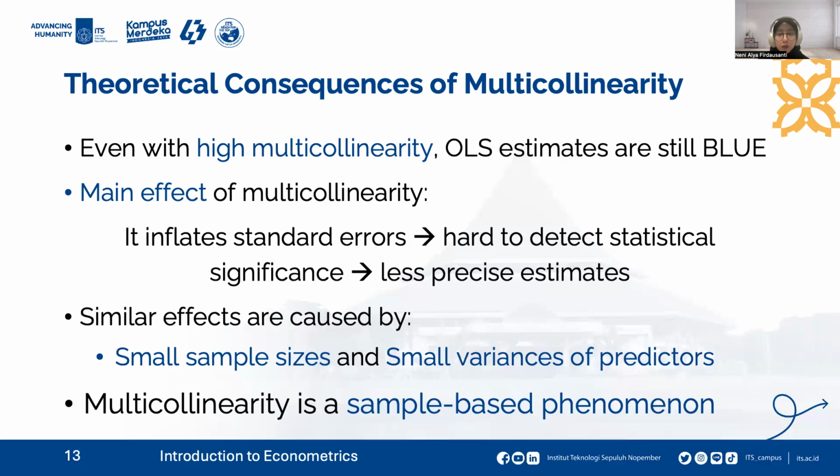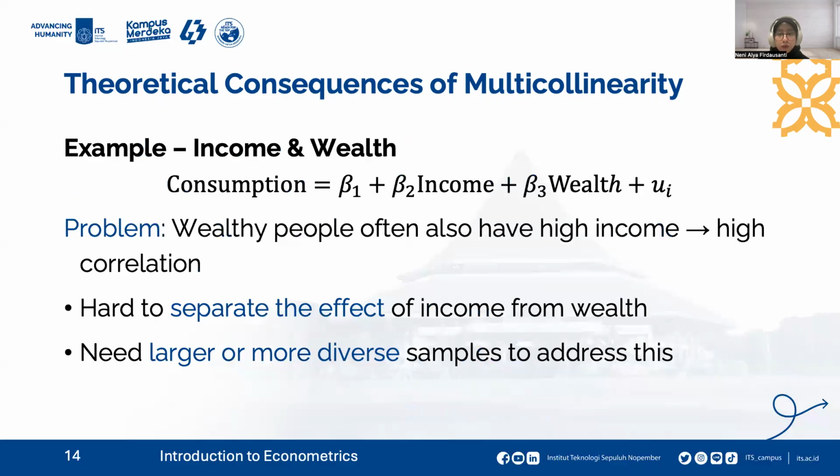So this is an example of multicollinearity. Let's say we have this regression model: consumption equals beta 1 plus beta 2 income plus beta 3 wealth. Ideally, to assess the individual effect of wealth and income on consumption expenditure, we need a large number, or a sufficient number, of sample observations of wealthy individuals with low income and high income individuals with low wealth. But we know that this is not true.